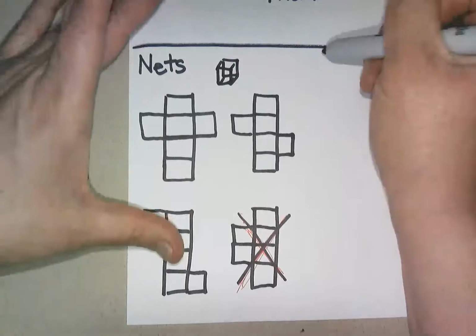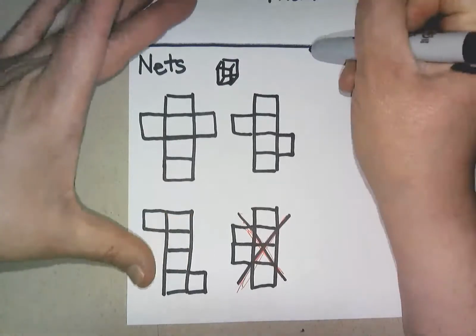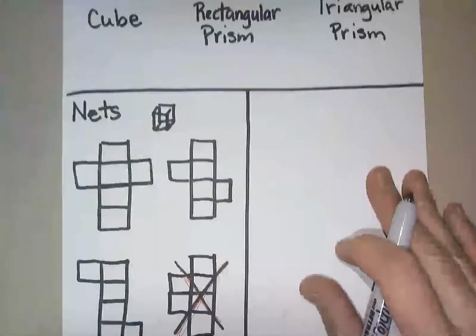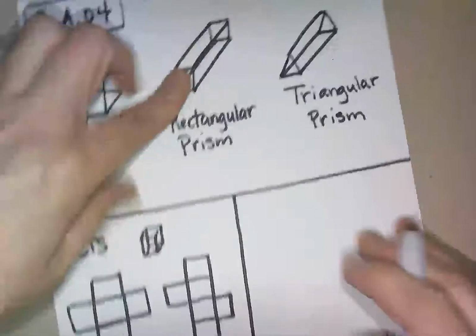The next shape we have is the rectangular prism. Let me see if I can fit it right here. So for the rectangular prism, I'll go ahead and draw a little one over here.